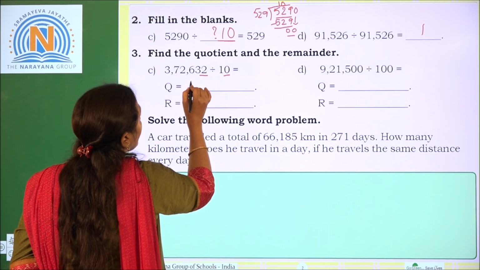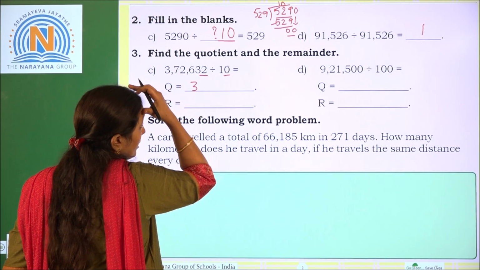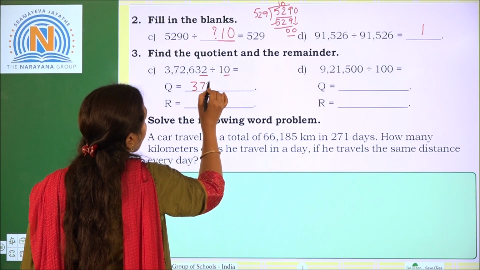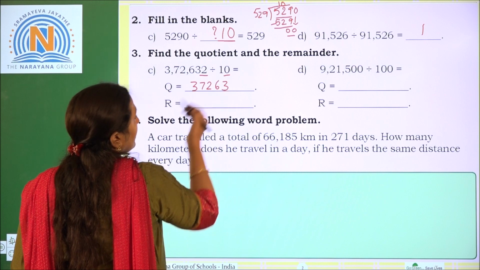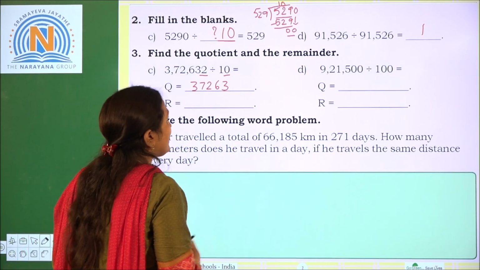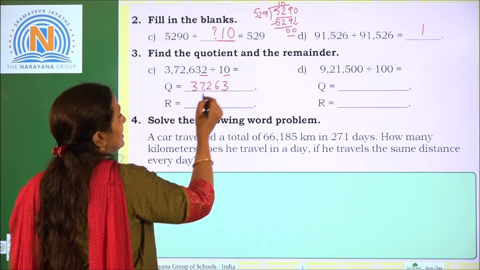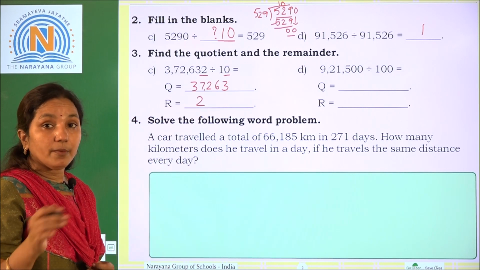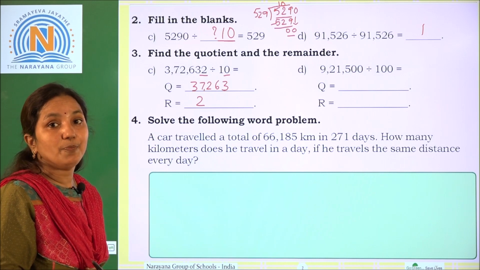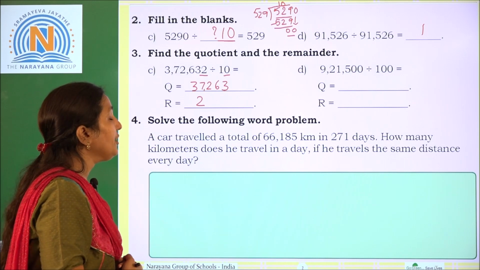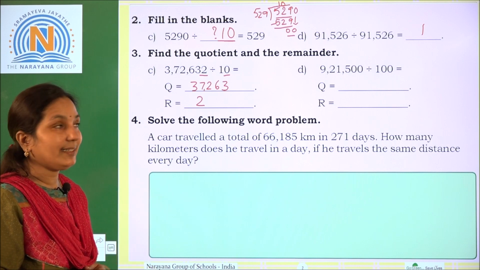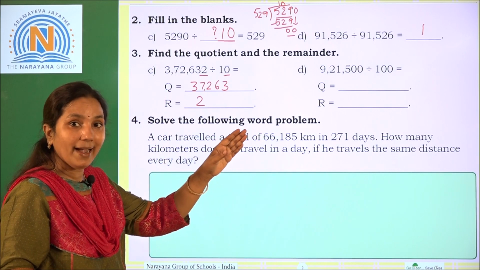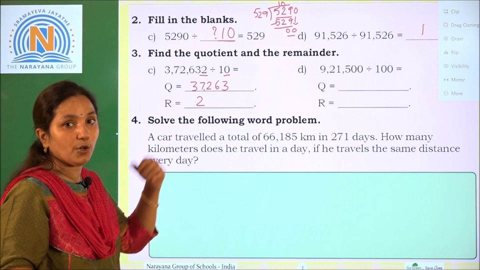So here 3,72,632 divided by 10 equals, you will get quotient as 37,263 and remainder as 2. Okay, children, while dividing by numbers ending with zeros, how many zeros are there? Here we have one 0. One place will be the remainder, and the remaining places will be the quotient.